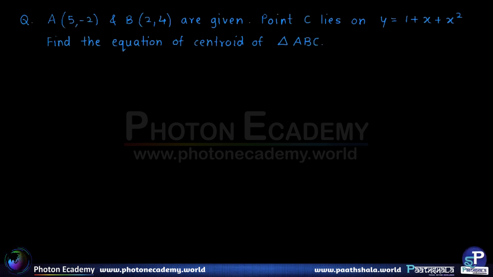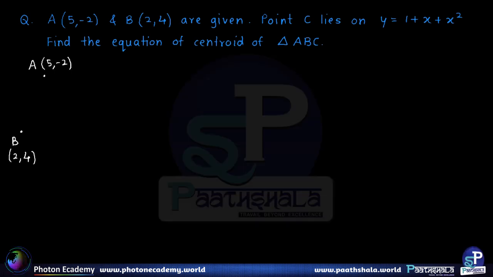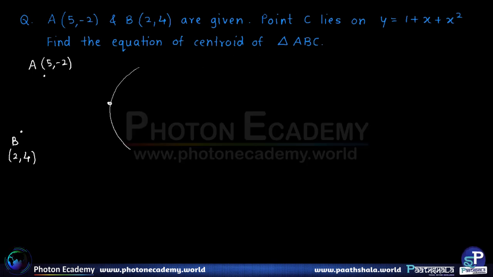So here, if we see, we are given 2 points, which are A(5, -2) and B(2, 4). So these are two fixed points which are given to us. Now there is some point C which lies on a particular curve. That means C is a moving or variable point. It can be at any place on the curve, and the equation of that curve is given as y = 1 + x².